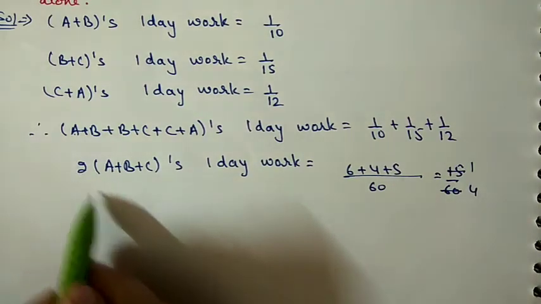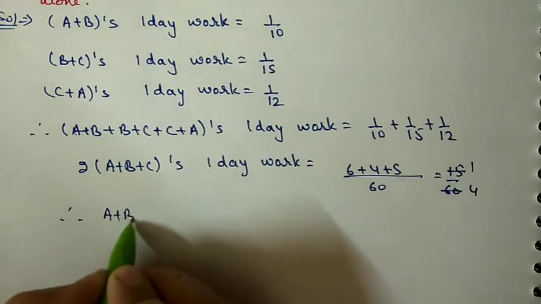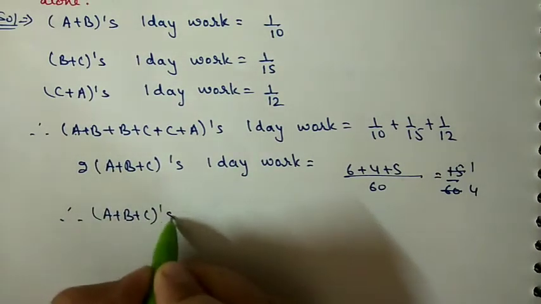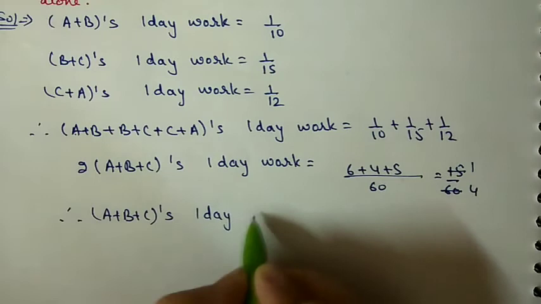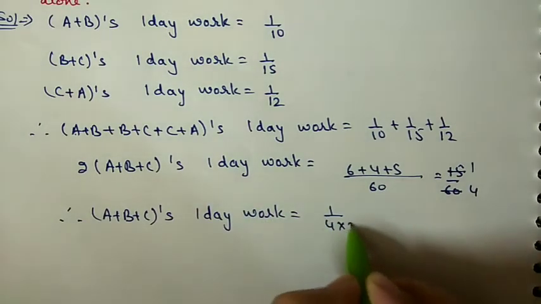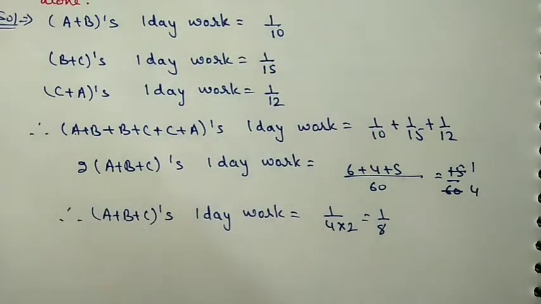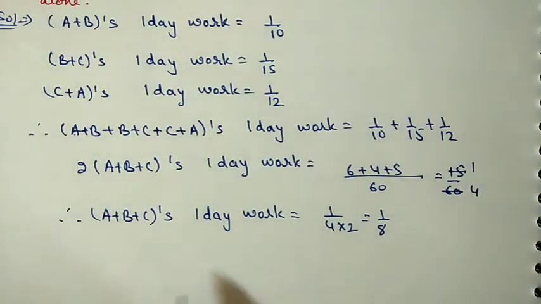And this 2 we will shift to the other side. Therefore, A plus B plus C's one day work will be 1 by 4 into 2, 1 by 8. This 2 is here in multiplication. After shifting, it will go for division. Now we have to find out their alone work also.